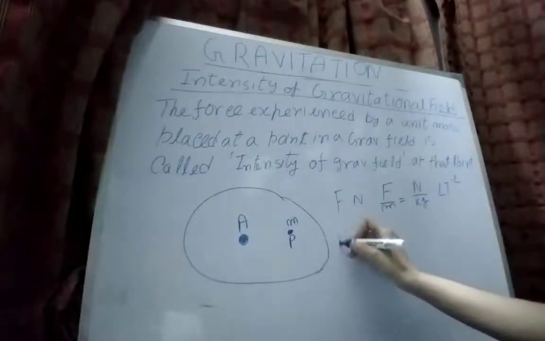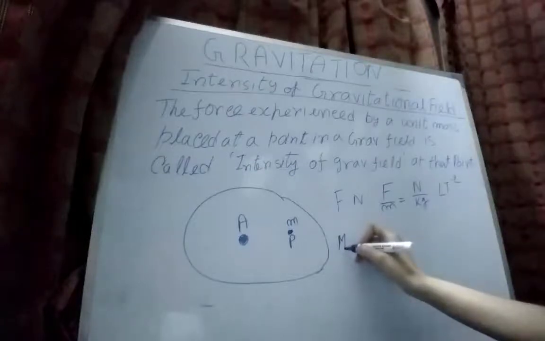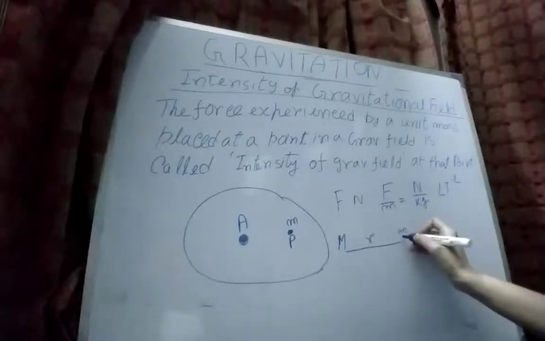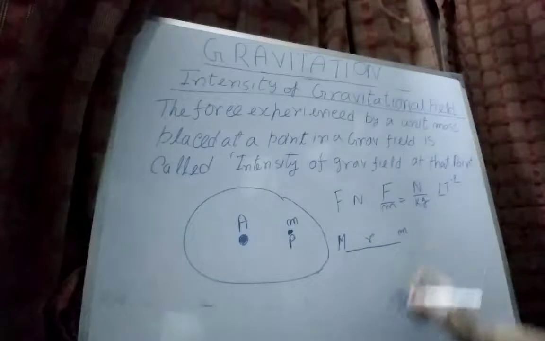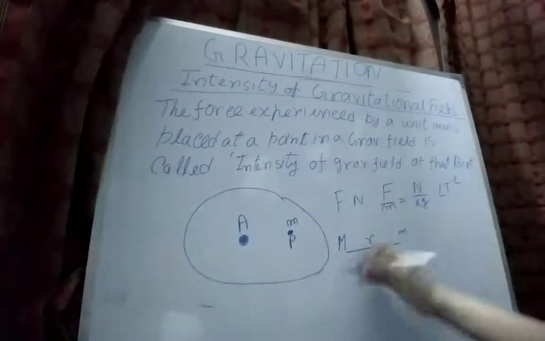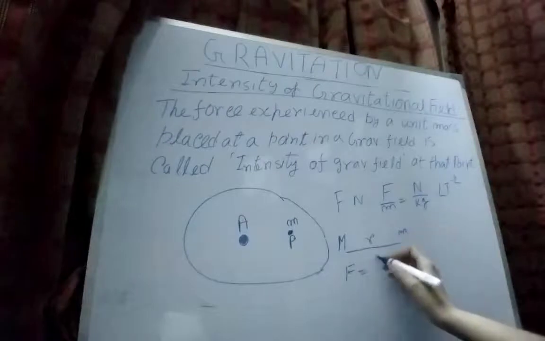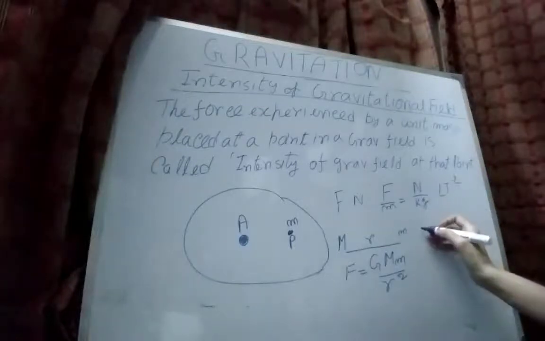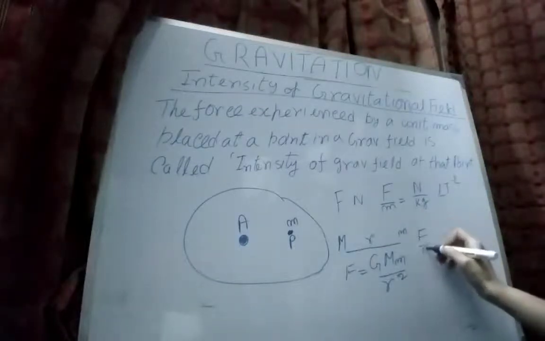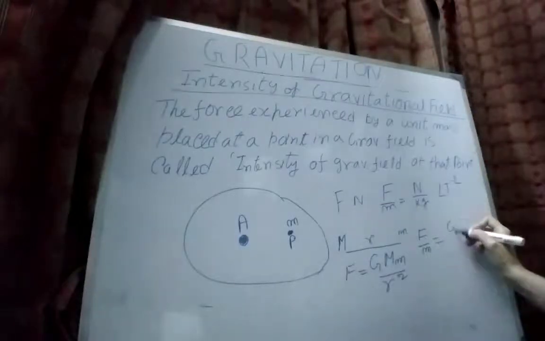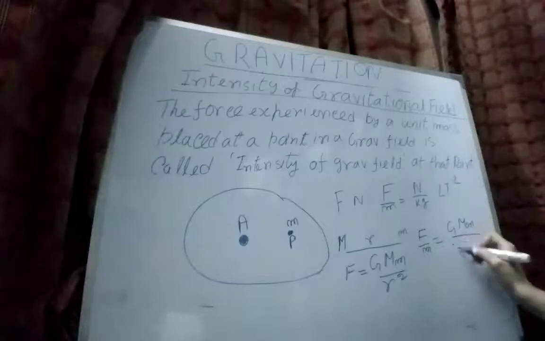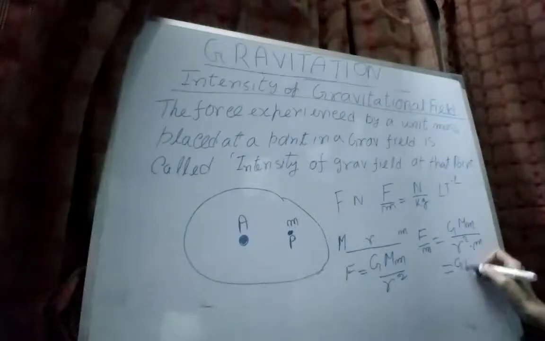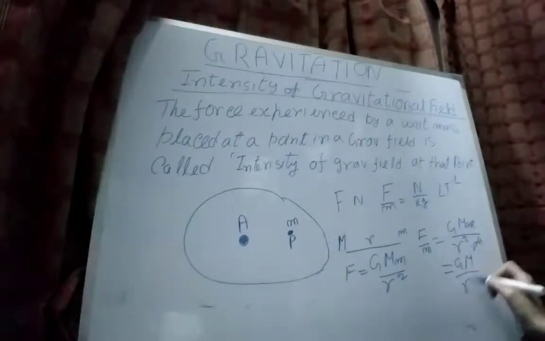Now, suppose an object of mass M is placed here, and at a distance r from this M another object of unit mass m is placed. So the force it will experience is G M m by r square. So the field intensity will be F by m, that is equal to G M m by r square into 1 by m. So we will get the field intensity as G M by r square.